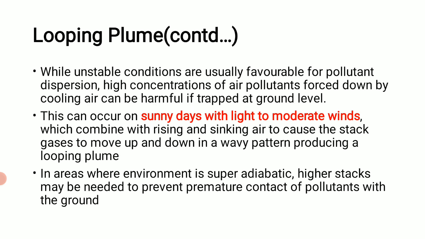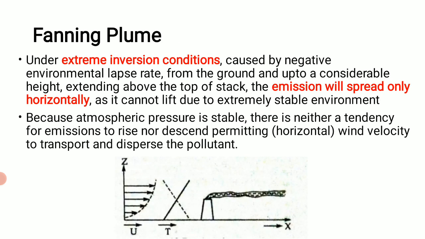And in areas where the environment is super adiabatic, providing higher stacks is one of the methods to prevent the contact of pollutants with the ground. So looping plume happens in unstable atmospheric conditions and has a wavy character, and some of the waves can even reach the ground. So in order to prevent the pollutants from reaching the ground, it is better to provide a high rise stack, or by increasing the height of the stack, the pollutants can be prevented from reaching the ground.